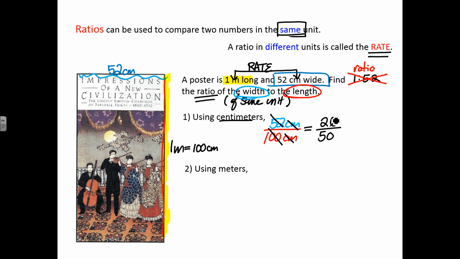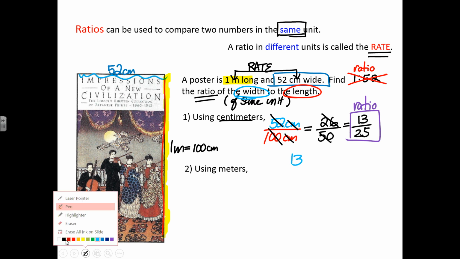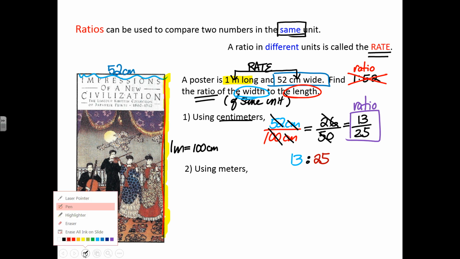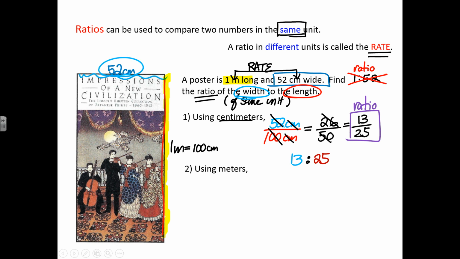And I can divide by 2 again. And when you can no longer reduce, that is your ratio. So in using centimeters, our ratio, that's a ratio, a comparison of numbers in the same unit, completely reduced, is 13 to 25. Another way you can write that would be the ratio of the width to the length is 13 to 25. Using meters, you would take this and translate this into meters.